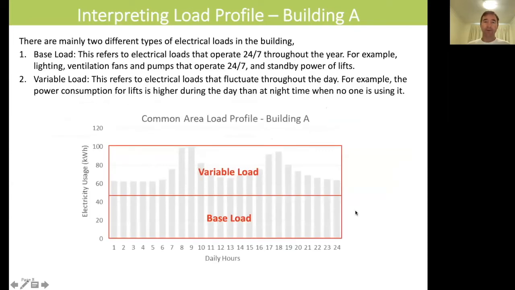So there's usually 2 different types of load in the building. There's base load, which is fairly constant. They may be lights that are on all the time, standby power on the lifts, etc., for lifts that are on all the time, fans that are running 24/7. And then you've got variable load, and that sits above the base load, and that's responsible for creating the more interesting parts of the load profile graph.